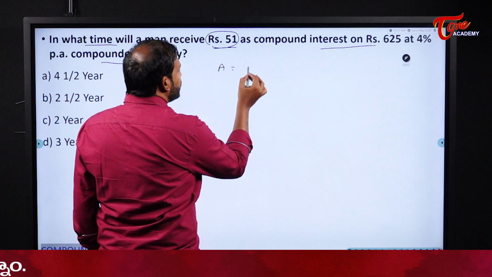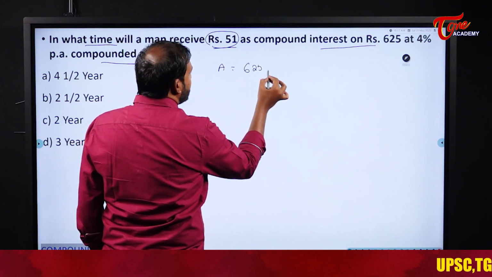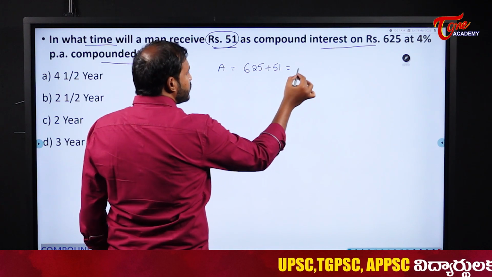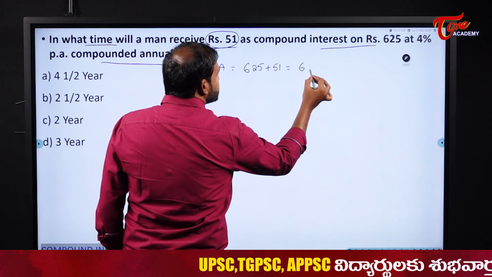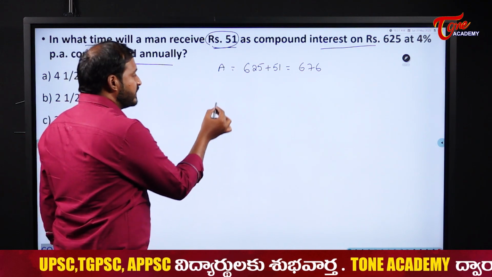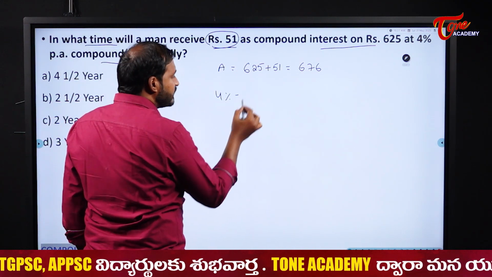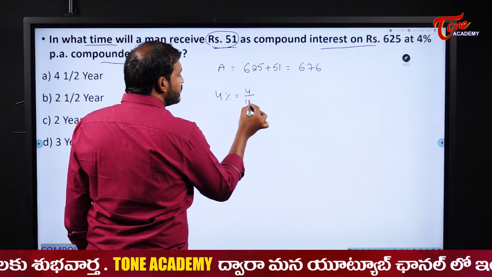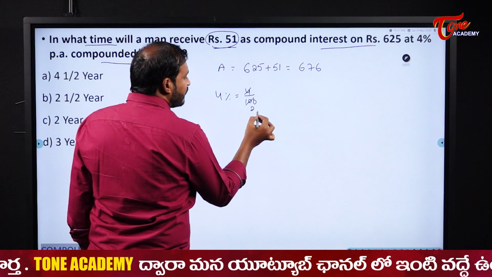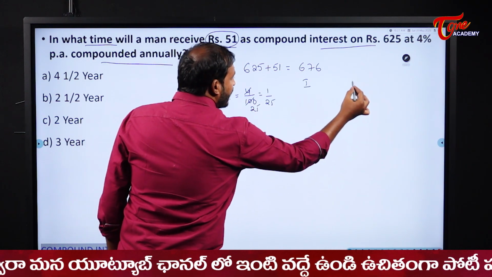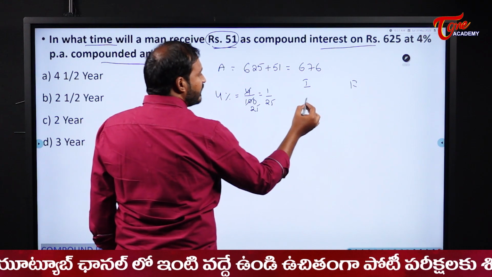Please tell me what is the amount here? 625 is the principal, and the interest is 51. So the amount will become 676 rupees. That means 4%. 4% means 4 by 100, that is 1 by 25. That means initial and final, it will become 25 and 26.